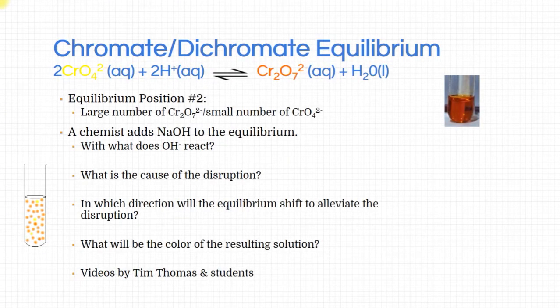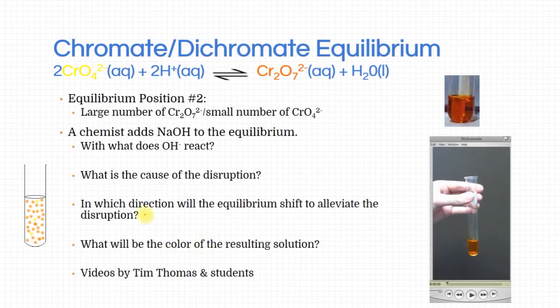Okay. New scenario. Now we're starting off with a lot of dichromate, just a few little yellow spots for chromate. All right, so we have a large amount of dichromate. And the question is, what happens if I add sodium hydroxide? Sodium almost never does anything in a solution, so we're going to pay attention to the hydroxide, the base, okay?